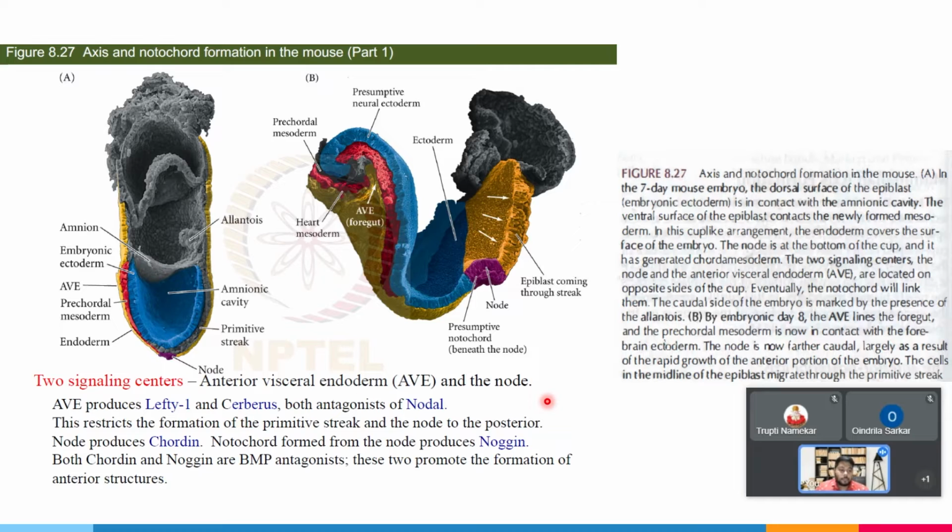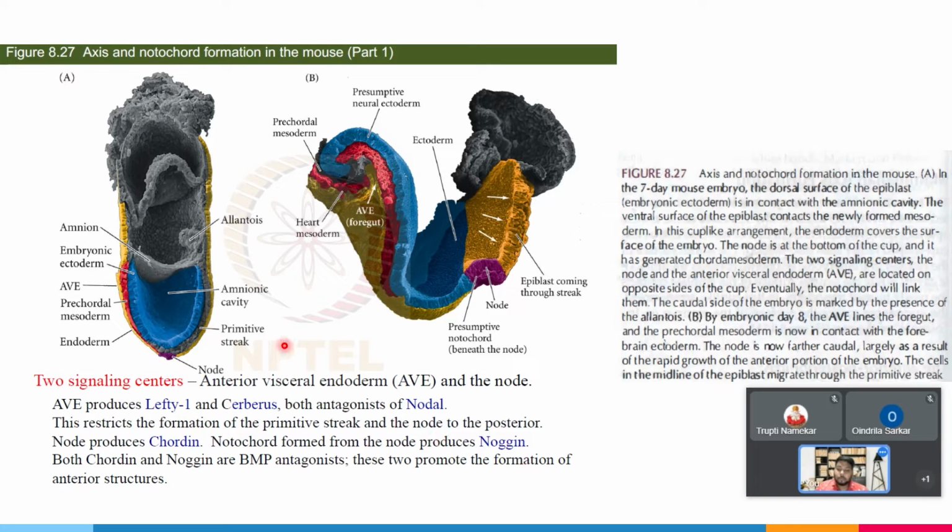There is also one another point that we have to keep in mind: via various experiments it was determined that if the AVE is disturbed, the body or the structures of the body can still develop via the action of the node. The release of chordin and noggin by the node and notochord respectively can give rise to almost the entire body structure, but the AVE alone cannot do that.